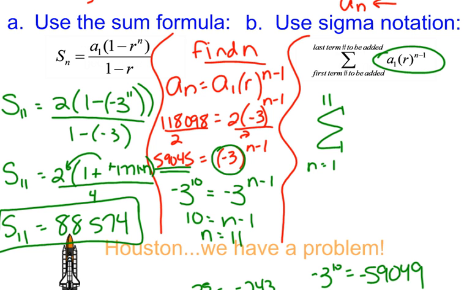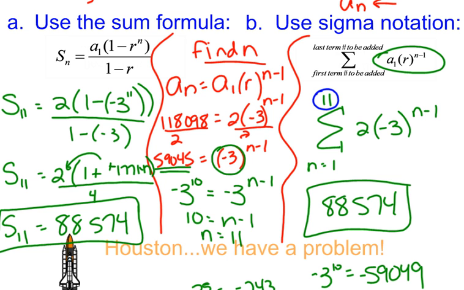A1, we just said was 2. My common ratio is negative 3. And then I leave it n minus 1. We know n is 11, but remember that's why this 11 is here. So using my calculator, I'm going to go ahead and punch that in and put it exactly like this. Make sure you put parentheses around this negative 3, raise it to the n minus 1, and you should get 88,574. Same answer either way. And I want you to be able to do it both ways.